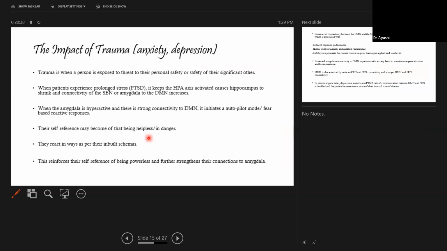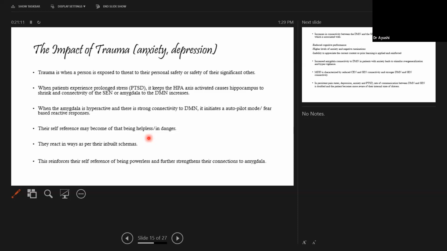Trauma, basically, what I said here was trauma. We all know it is when we are exposed to anything. Whenever there is prolonged stress, there is increased HPA, hypothalamus pituitary adrenal, activity. There are increased levels of cortisol. Now, what cortisol does is it increases the connectivity between the amygdala and the DMN and the salience network and the DMN. So we knew that the salience network basically acts as a switch between the central executive and the default mode.